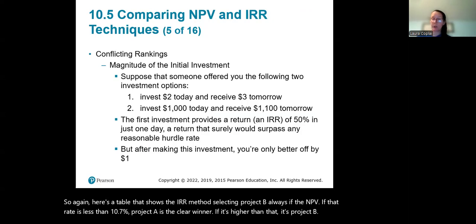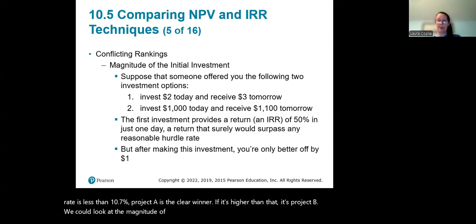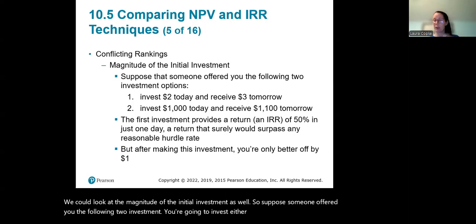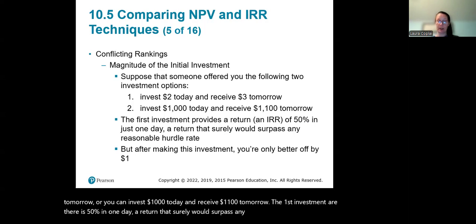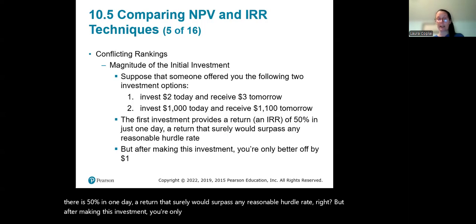We could look at the magnitude of the initial investment as well. So suppose someone offered you the following two investments. You're going to invest either $2 today and receive $3 tomorrow, or you can invest $1,000 today and receive $1,100 tomorrow. The first investment's IRR there is 50% in one day, a return that surely would surpass any reasonable hurdle rate, right? But after making this investment, you're only better off by $1.